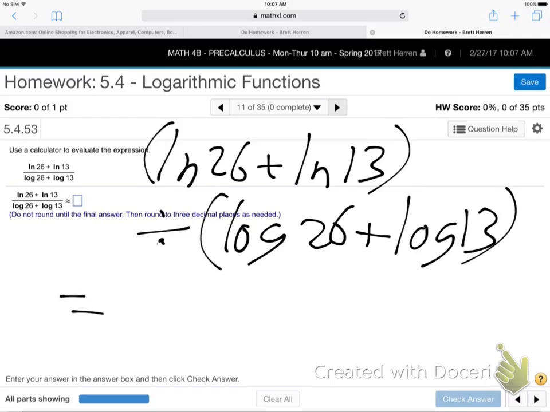So, has somebody got an answer? What is it? 2.30. Give me one more. 2.303? You guys getting that? That good? All right. So we have several parts to it.